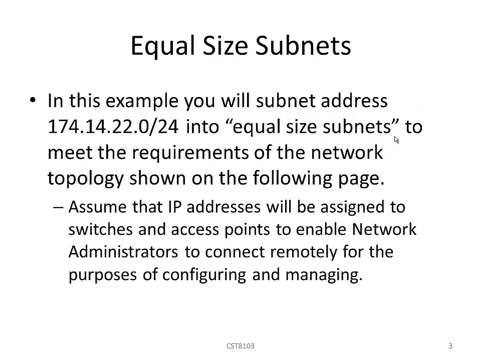In this example, you will subnet address 174.14.20.0/24 into equal size subnets to meet the requirements of the network topology that is depicted on the following page. Assume that IP addresses need to be assigned to switches and access points in order to enable network administrators to connect to these devices remotely in order to configure or manage them.